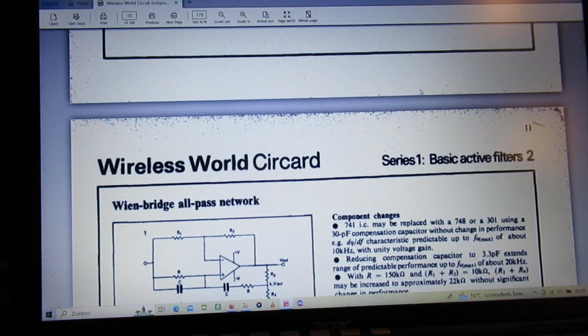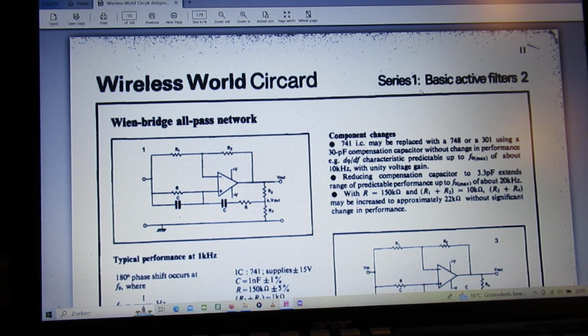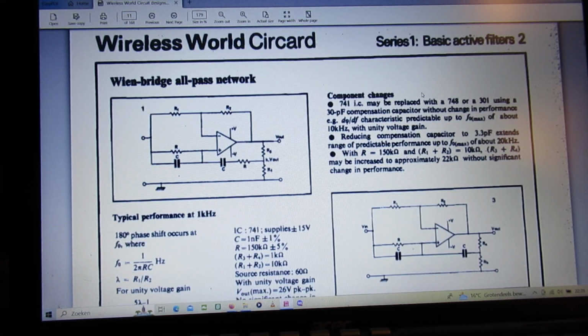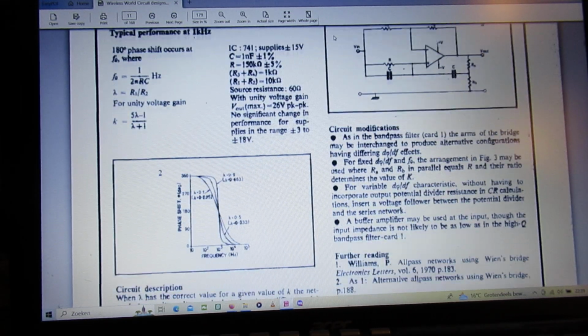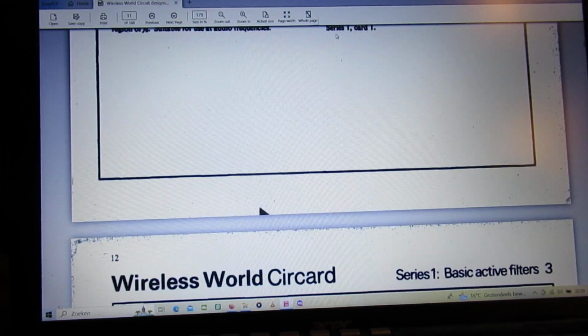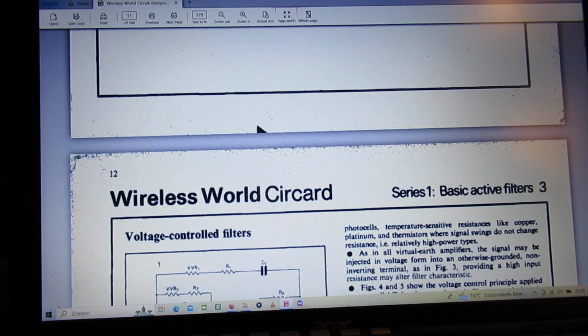Well, Wien bridge all pass network. Here you see again the two legs of the filter. And I'm going to skip now very fast because I am at 6 minutes on my camera.